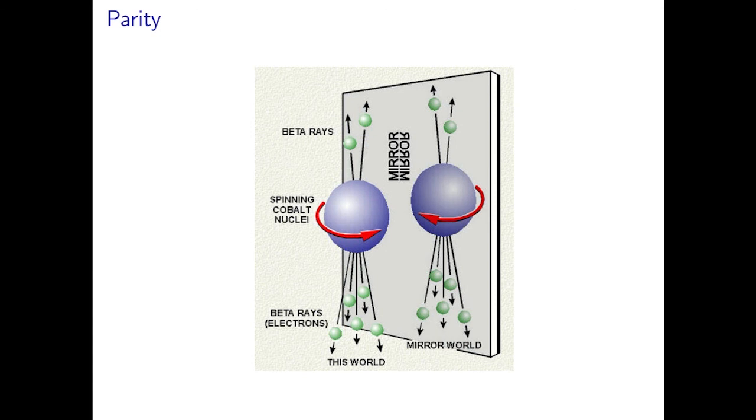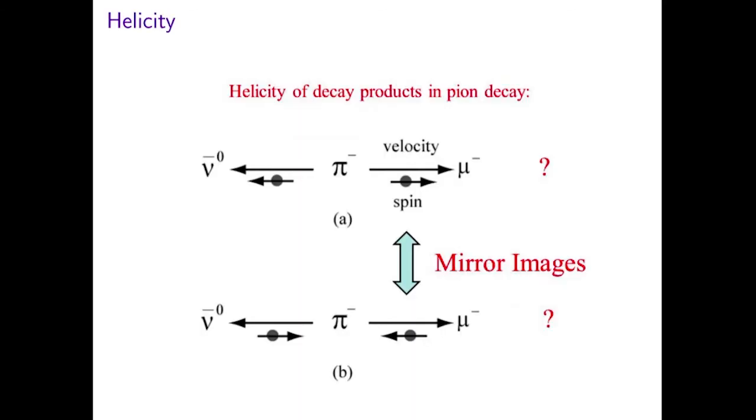So what we call in particle physics is that this violation of the parity transformation is called maximal. So in the next slide, we'll be talking about helicity. So here we see a pion decay, a negative pion decay, right?